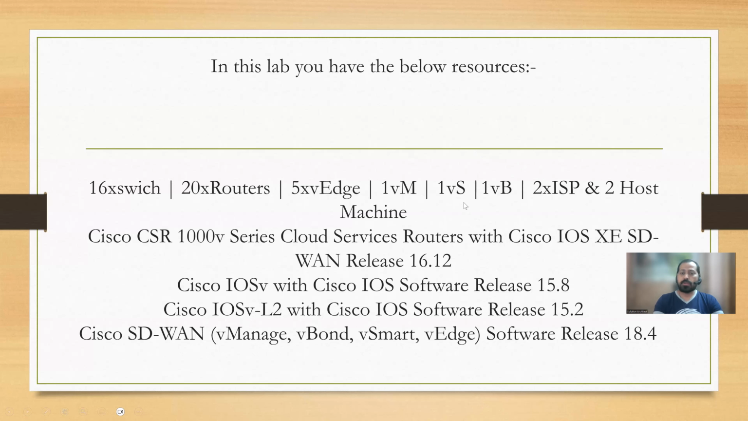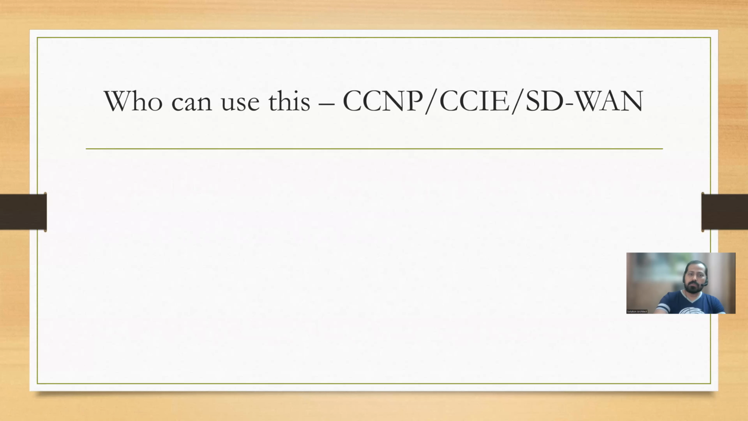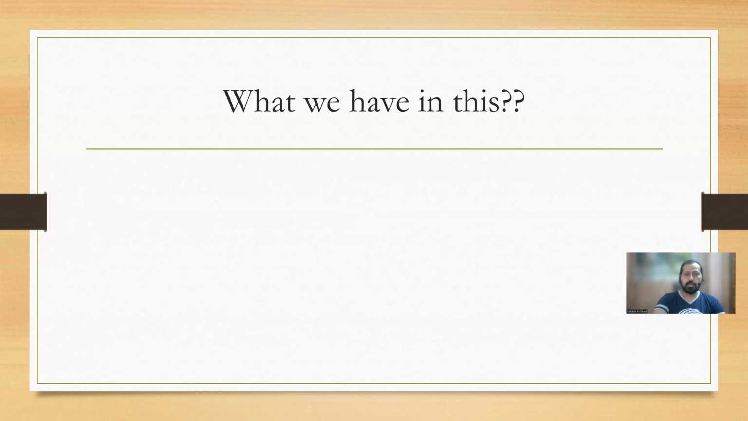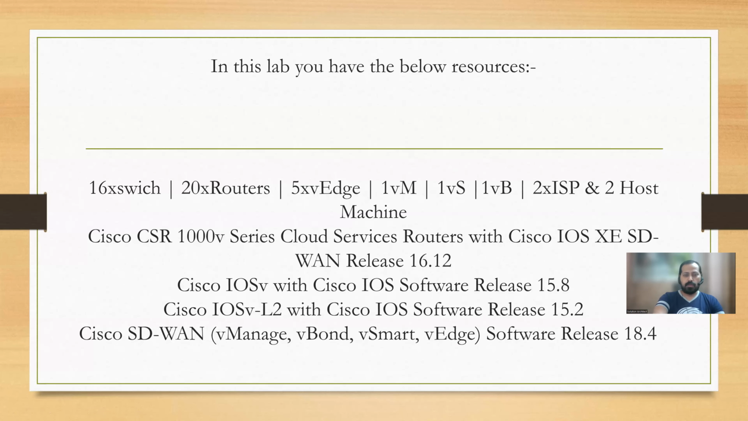Now, what you can't do in this lab: you can't do labs related to DNA, because in this EVE-NG lab, we don't have Cisco DNAC integration, and you can't do ISE labs as well, because we don't have ISE integration. For that practice, you need a full-fledged online rack from any good place. You can go and have it. But apart from that, apart from 2.1, 2.2, you can go and perform all the tasks.